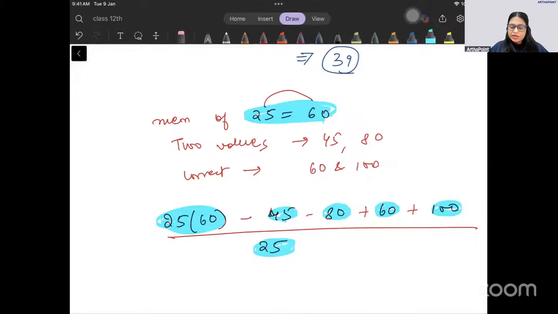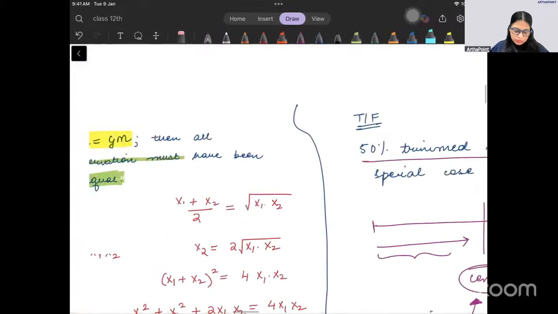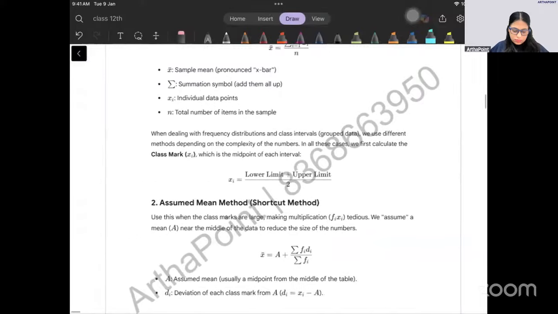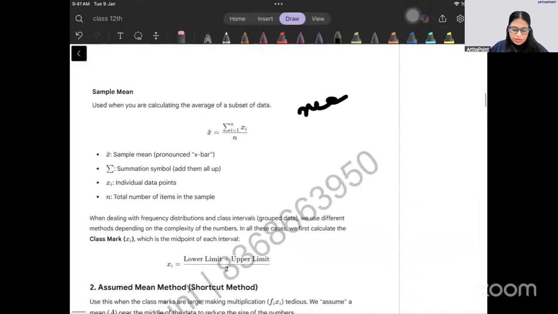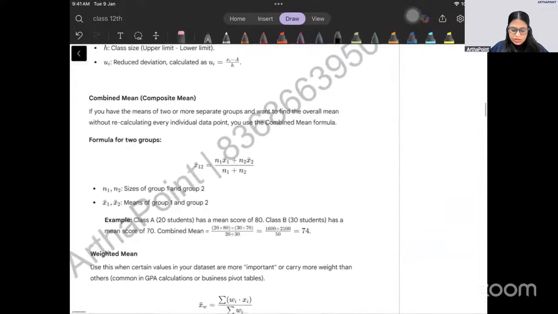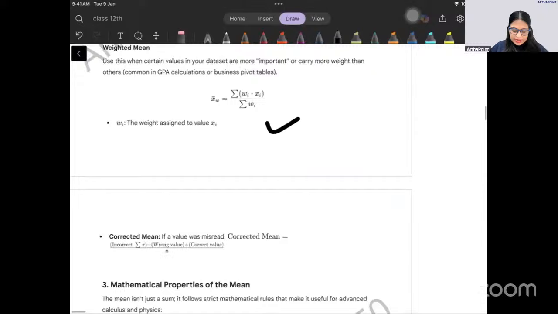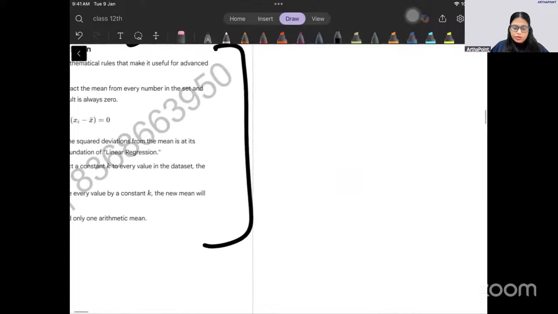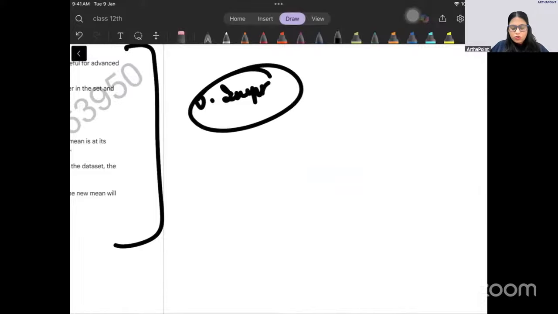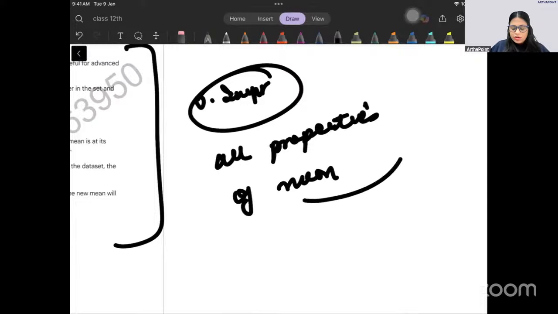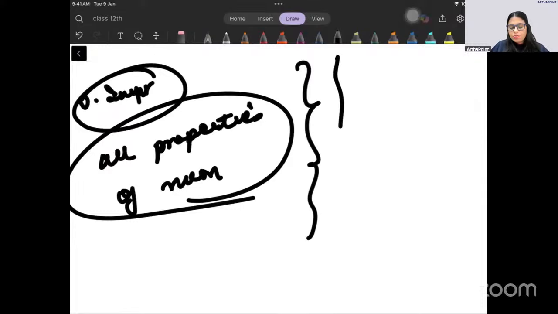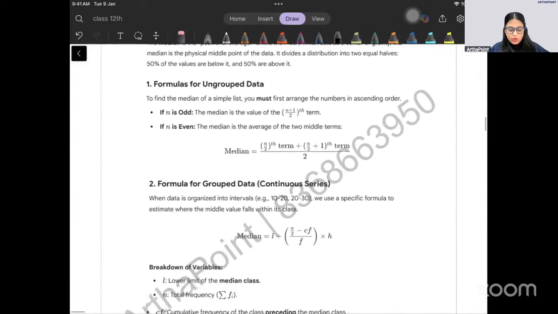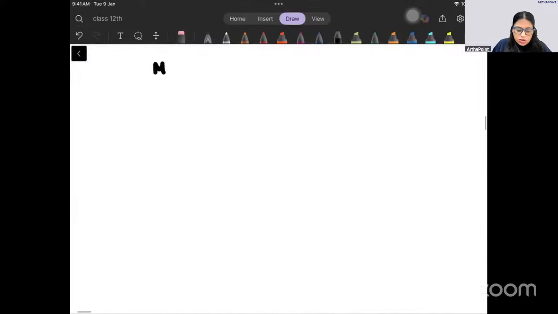Now let's talk about median. Read, read, read, read. This as well, this as well. Very important. Read all the properties given here of mean. If a question comes from mean in properties, only these properties will be asked, so you have to read them very carefully and make sure that you write notes on them. Okay, change of scale, origin, everything. Okay, now let's talk about median.